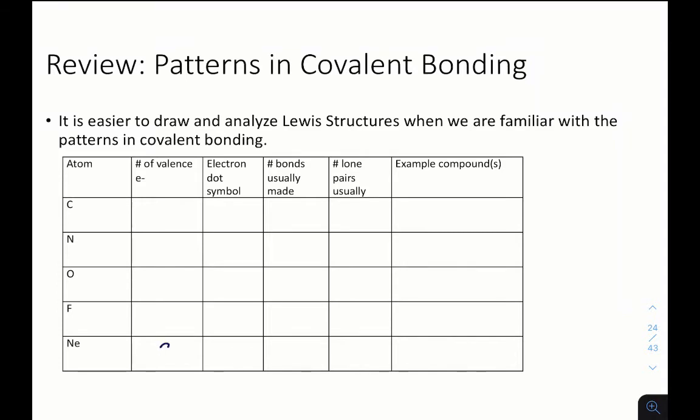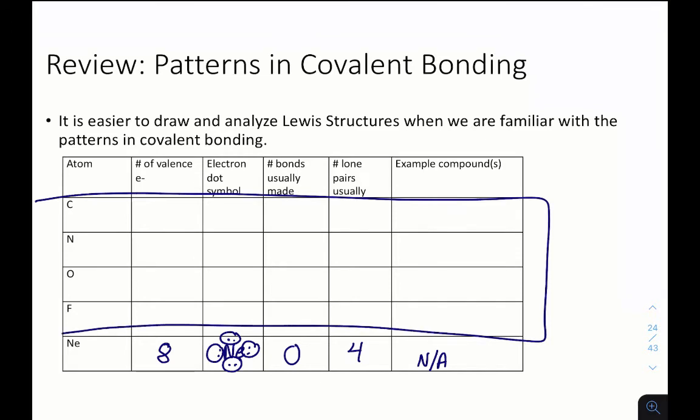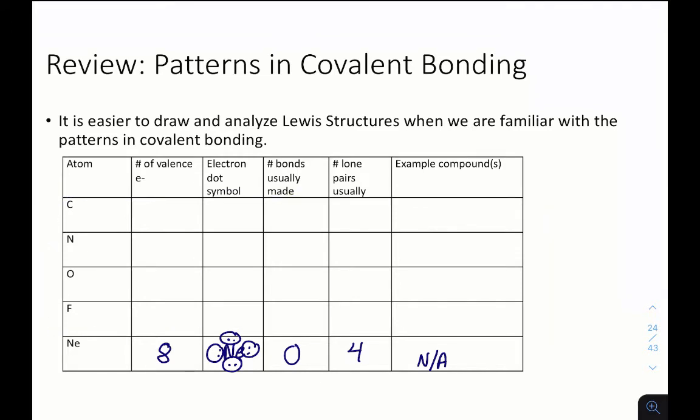Neon has 8 valence electrons. Its electron dot symbol looks a bit like this, putting those 8 valence electrons around it. Because neon already has 8 electrons, it doesn't typically make covalent bonds, and it has 4 lone pairs. 1, 2, 3, 4. Example compounds, well, neon doesn't make any compounds. All right, your turn. Yours will be harder. Ready, set, go.